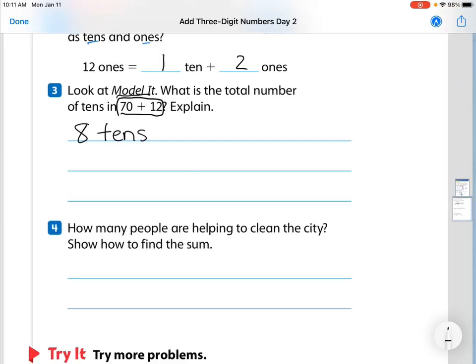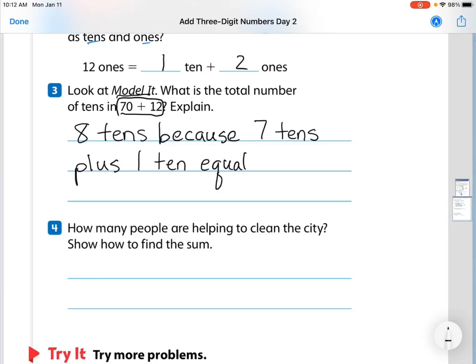And our explanation is because 7 tens plus 1 ten from the 12 equals 8 tens. Okay? So remember, you're on a recording, so you can always pause and finish writing, but I'm going to move on to the next question.